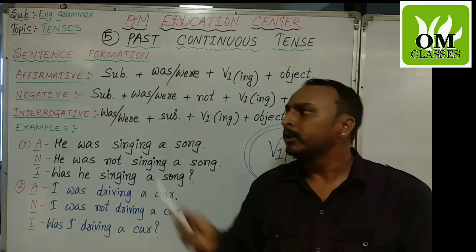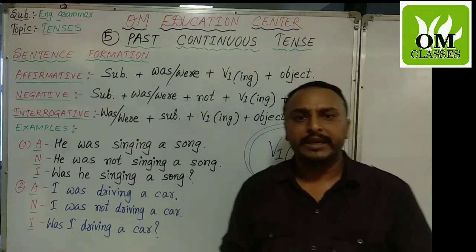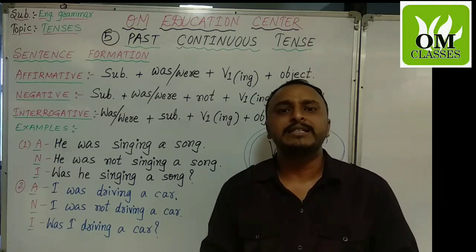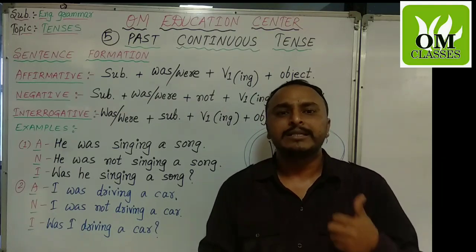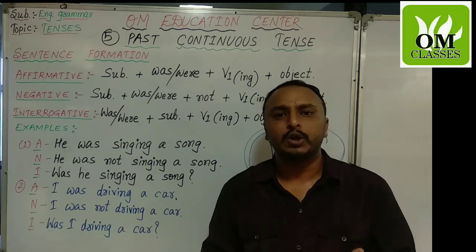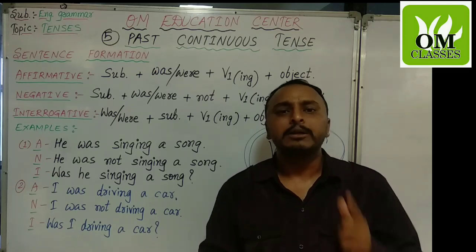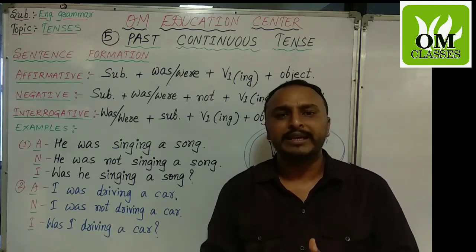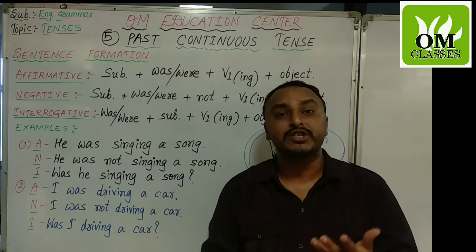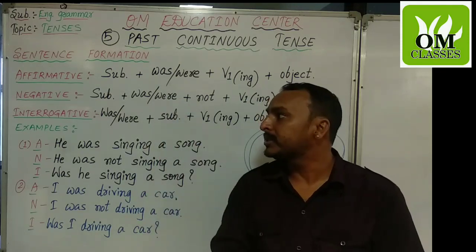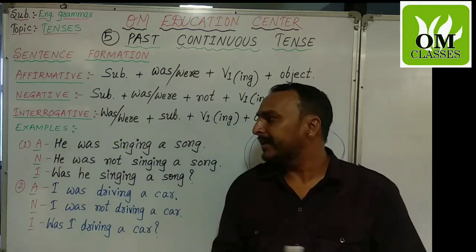Let me revise it. For affirmative, subject plus was or were plus V1 ing plus object. For negative, subject plus was or were plus not plus V1 ing plus object. And for interrogative sentences, we write was or were plus subject plus V1 ing plus object plus question mark. So these are the sentence formations. Now let's study the examples.